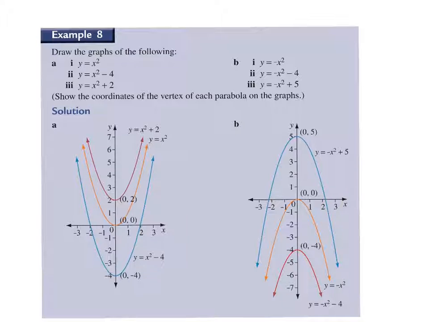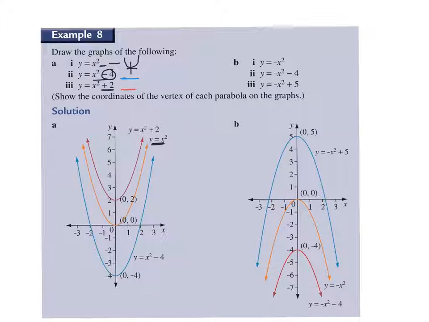Okay, so this next example is just showing it, and you can just match them together. For y equals x squared, there's no negative, so we know it's going to be concave up. Because there's no value at the end here, we know it's going to cross at 0, 0. So in this case, y equals x squared is there. With this one, y equals x squared minus 4, we know it's going to cross the y-axis at negative 4, so that's going to be the blue one. On the third one, we know it's going to cross the y-axis at plus 2, so that's going to be the red graph.